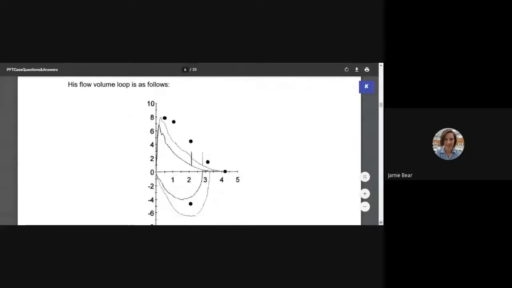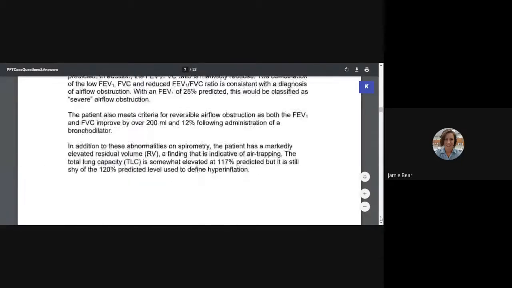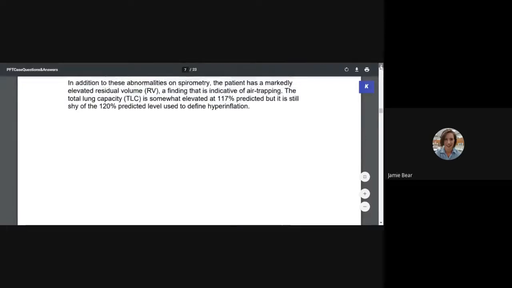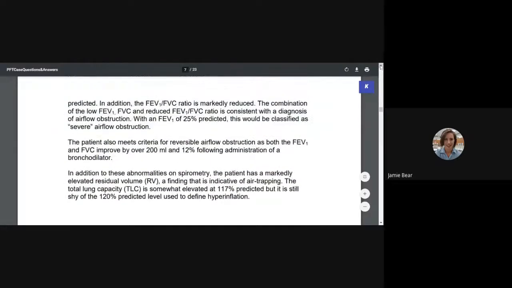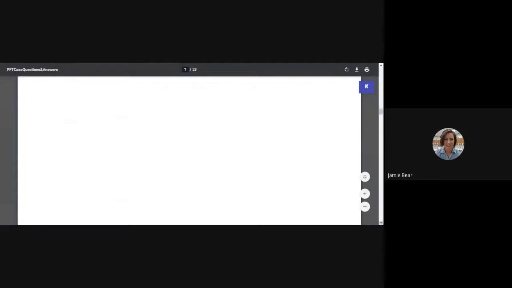Okay, and here's his flow volume loop. It says markedly abnormal spirometry. Oops, sorry about that. So he has severe airflow obstruction. He does meet the criteria for reversible from his post-bronchodilator. In addition, he has a lot of air trapping. And then finally, he does have poor perfusion or poor diffusion as well.